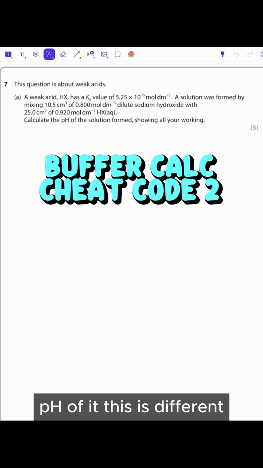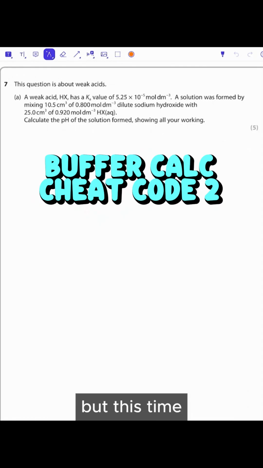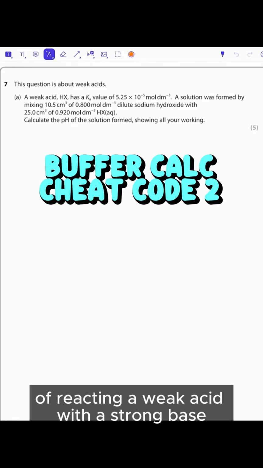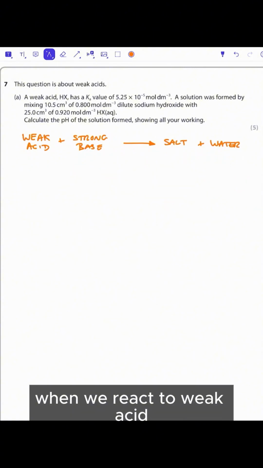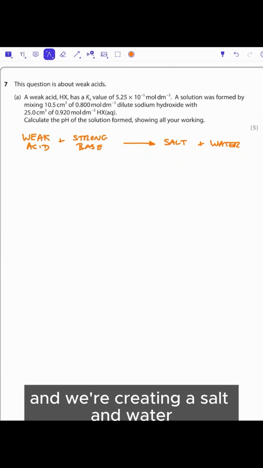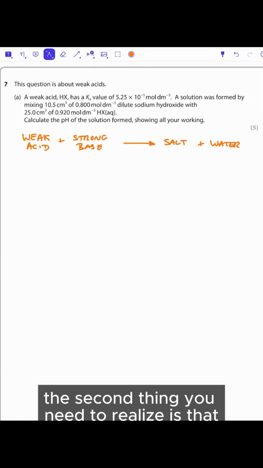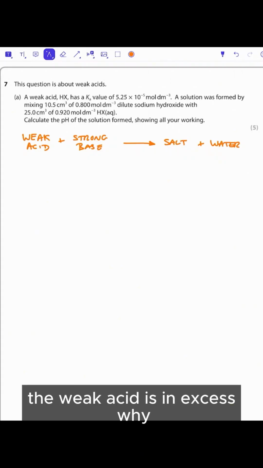This is different. This is the second way we can create a buffer, but this time we're reacting a weak acid with a strong base. Now, the first thing you need to realize is that when we react a weak acid and a strong base, neutralization is going to happen and we're creating a salt and water. The second thing you need to realize is that in any of these questions, the weak acid is in excess.